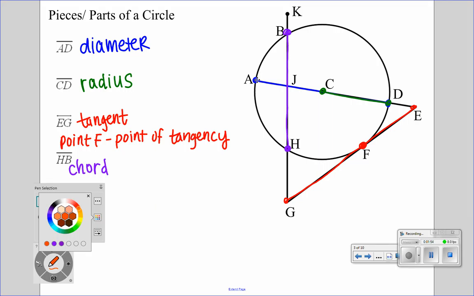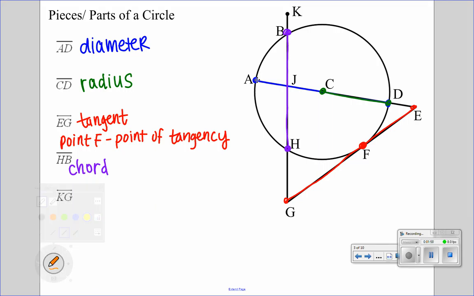Now, our next one is line KG. Let's do an orangey color. Line KG starts on the outside and stops on the outside. It goes through the circle, outside of the circle. When it goes outside of the circle, that is called a secant. Okay, so these are all your main parts of a circle. So let's practice some of these.